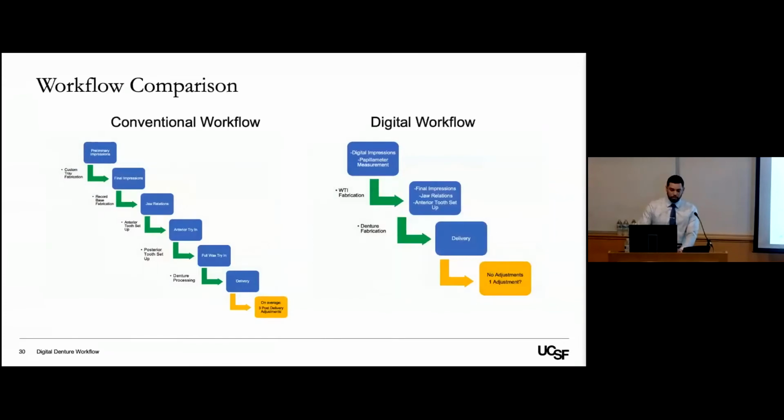So for a workflow comparison, I just wanted to show that there are significantly more steps needed to make a conventional denture. And you can see how the digital workflow combines some of these steps. And there are also going to be fewer adjustments needed. On average, you need about 3 post-delivery adjustments with conventional dentures, and due to the good adaptation, studies have shown that no adjustments, and in my case, just 1 minor adjustment was needed.